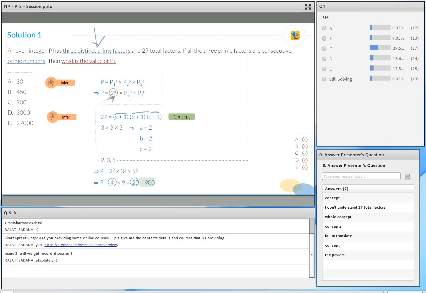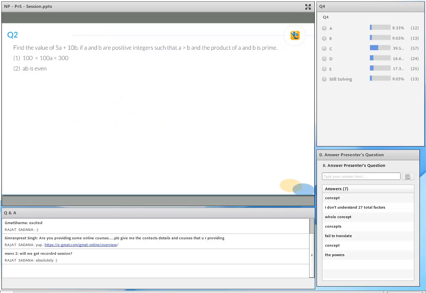Continuously ask yourself, and continuously try to improve till the time you get to that point wherein you can draw inferences based on these concepts. Okay? All right, let's go on to question number two now. I'm going to give you the solution. Okay, in the interest of time, I'm going to give you the solutions.